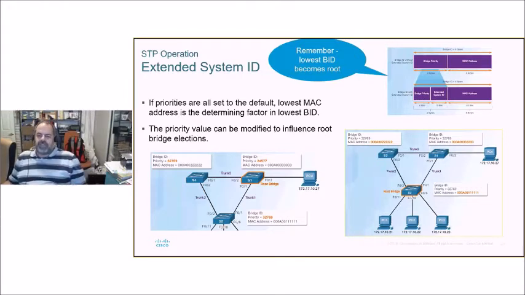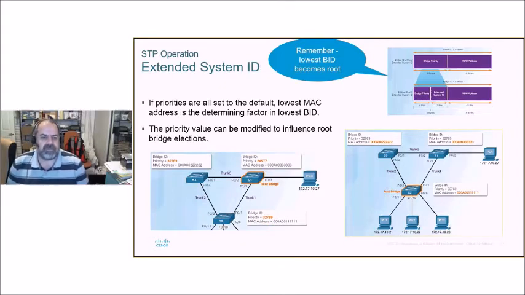But now, since VLANs have been available, they've actually put the VLAN ID in there. And so that's a 12-bit number, and it leaves 4 bits for the bridge priority. Of course, with 4 bits, you can count up to 16, so it still gives you enough options, I'd say. If priority is all set to the default, the lowest MAC address is the determining factor.